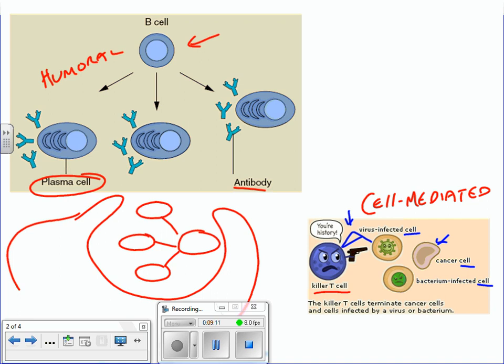And so then the killer T cell binds up with that cell and starts, as this gun is showing, shooting holes in the virus-infected cell or the bacterium-infected cell or the cancer cell, and punches holes in them and they explode. And it's called controlled apoptosis. Apoptosis meaning we're destroying the cells. So we're going to do that controlled apoptosis with killer T cells, and that's cell-mediated.